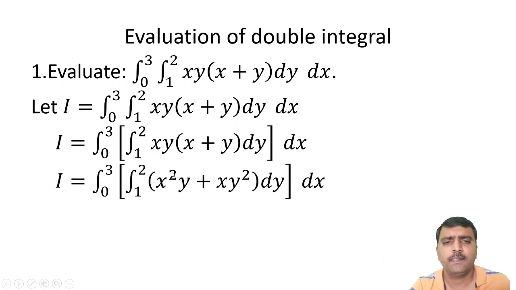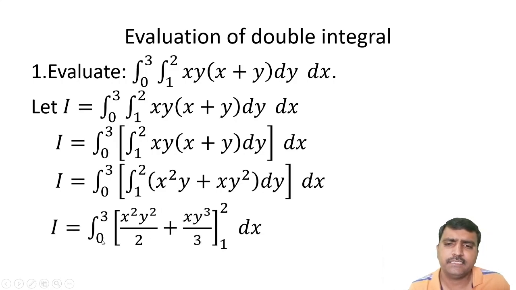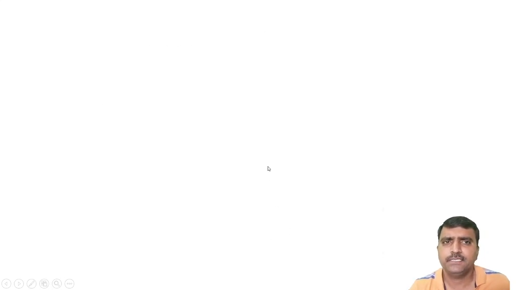When you want to integrate with respect to y, first you multiply this xy with x plus y. Then xy into x is x square y, xy into y is xy square. If you are not multiplying, then you have to apply integration by parts, which is difficult; multiplying and solving is easy. Then integration from 0 to 3: the integration of x square y with respect to y is x square times y square by 2, and integration of xy square is x times y cube by 3. When integrating with respect to y, take x as constant, it remains as it is. Limit is from 1 to 2.